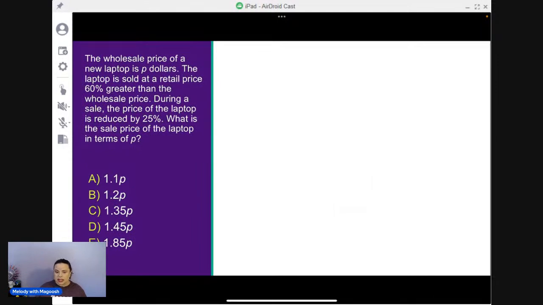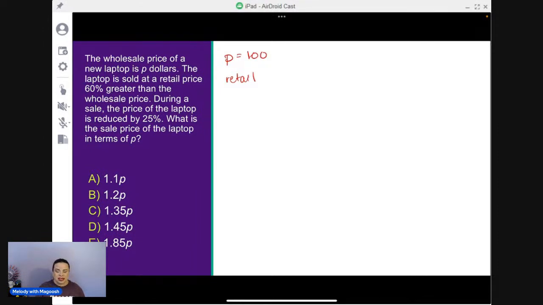So our computer screen is represented on the left. On our scratch paper, we're going to write down P equals 100. The wholesale price of a new laptop is P dollars. Now it's $100. The laptop is sold at a retail price that is 60% greater than the wholesale price.